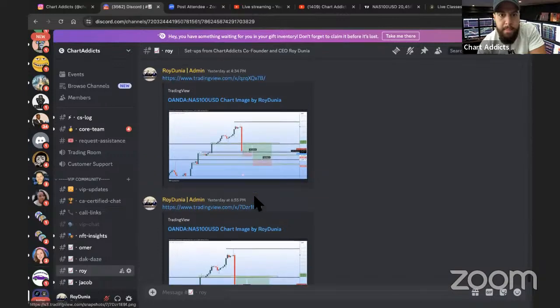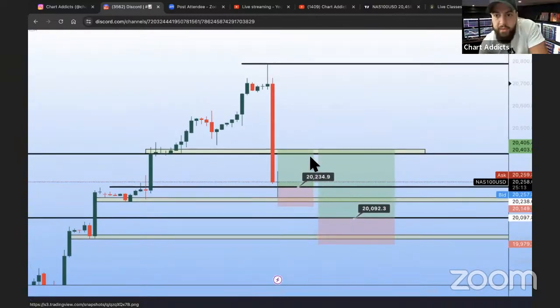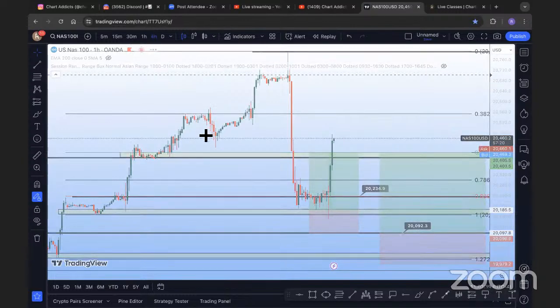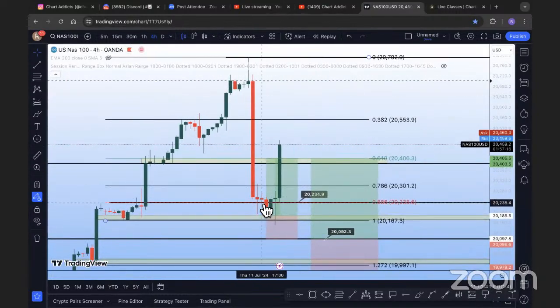Okay. This is the trade idea from yesterday. 20,234 was the entry price. Let's hop on over here to the 4-hour time frame. So 20,234 was the entry price.